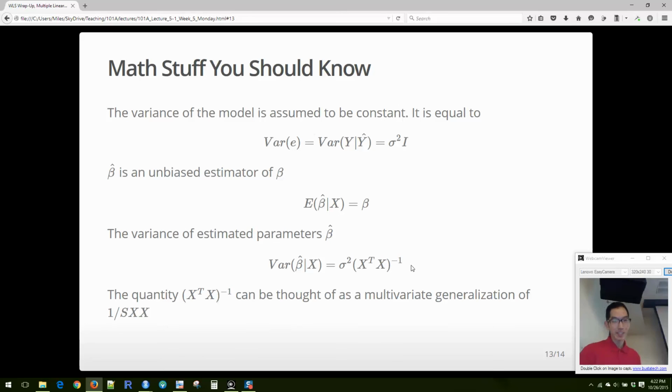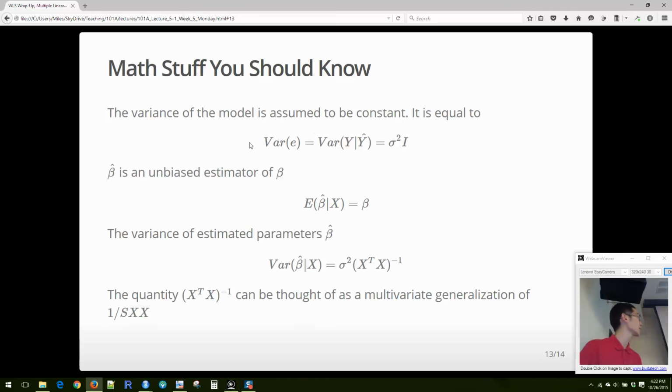The variance of the model is assumed to be constant around the fitted values. So your variance of epsilon is sigma squared times I. The I is the identity matrix. If you have n observations, you're going to have n rows and n columns with just ones down the diagonal. The identity matrix of size n, times sigma squared.